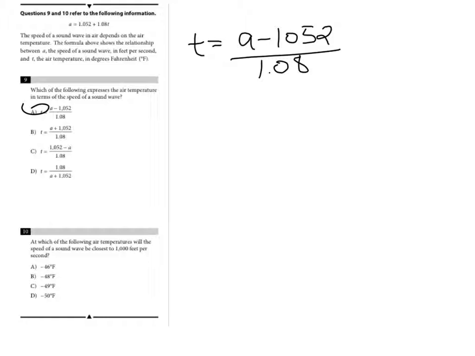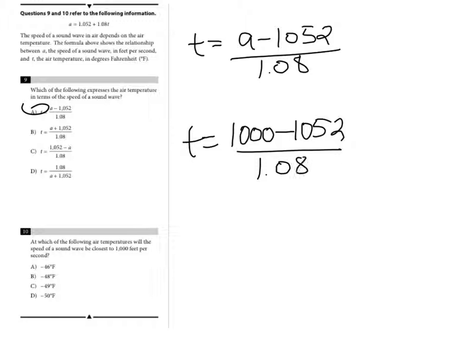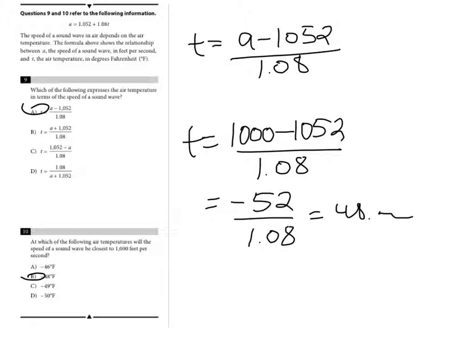So, given our equation from last time, let's plug in 1,000 feet per second for our speed of a sound wave. So t equals 1,000 minus 1052 divided by 1.08. We'll get negative 52 over 1.08, and that will give us an answer choice of B. It'll be 48 point something, but it's closest to 48. We don't need to round up.